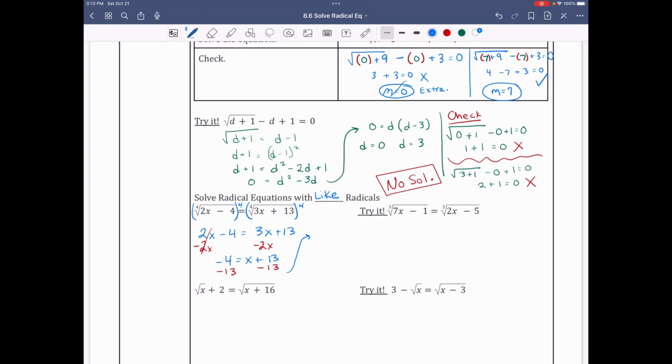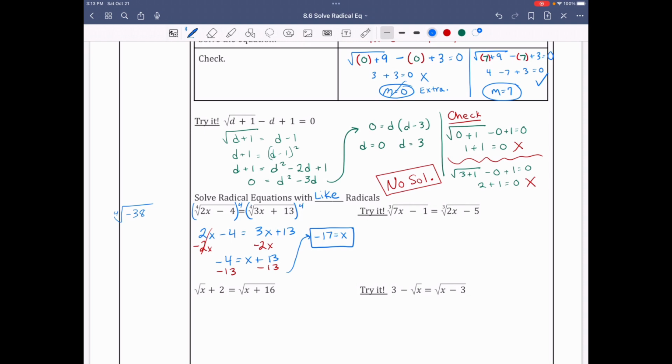And that becomes negative 17 equals x. And you could check that if you'd like to see if it's true on both sides. Let's see, negative 17 times 2 is negative 34. Negative 34 minus 4 is negative 38. We're taking the fourth root.